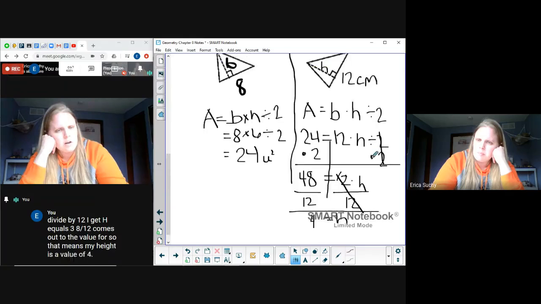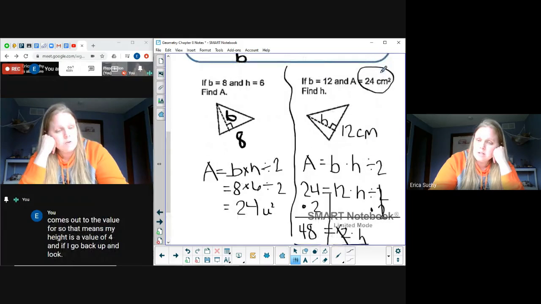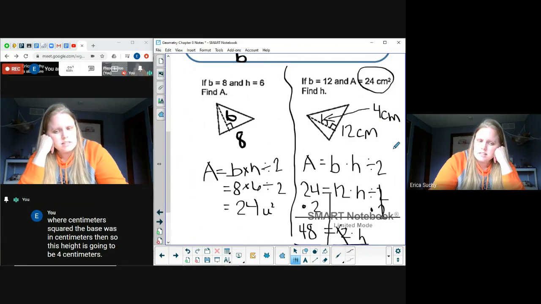If I go back up and look, my units again for the area were centimeters squared. The base was in centimeters then. So this height is going to be 4 centimeters. All right, so that is our practice example for triangles.